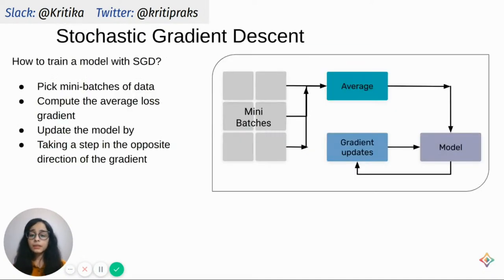So let us look at a simple algorithm called differentially private stochastic gradient descent, which is a variant of stochastic gradient descent. So SGD is a simple optimization protocol where we divide the data into small batches known as mini batches. We average the loss gradient that's computed over the entire batch. And then we update the model using this average loss gradient. And we do so by taking a step in a direction that's opposite to the direction of the largest gradient.